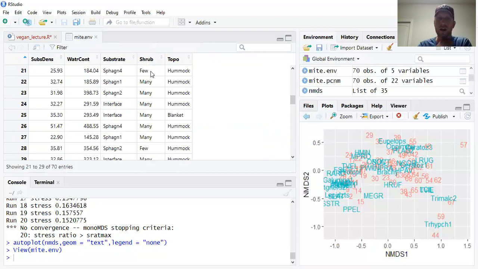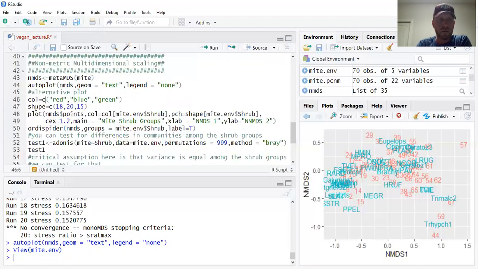And so I just want to show you how we could test that hypothesis using non-metric multidimensional scaling and some of the extensions from that methodology. Okay, so we're thinking about how does mite community composition differ across these different classes of shrub abundance. Because there's 3 levels there, we're going to create 3 colors for our plot. We're going to do red, blue, and green.